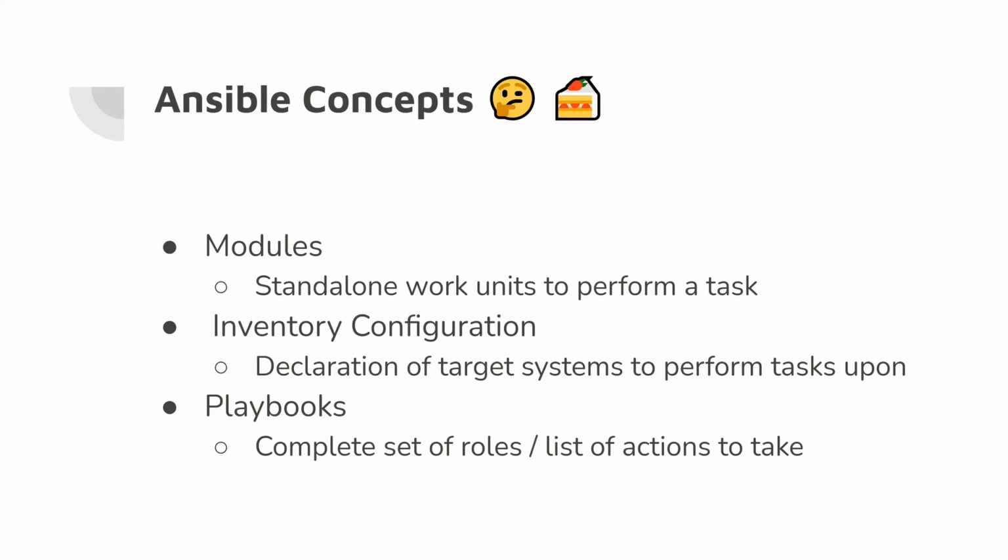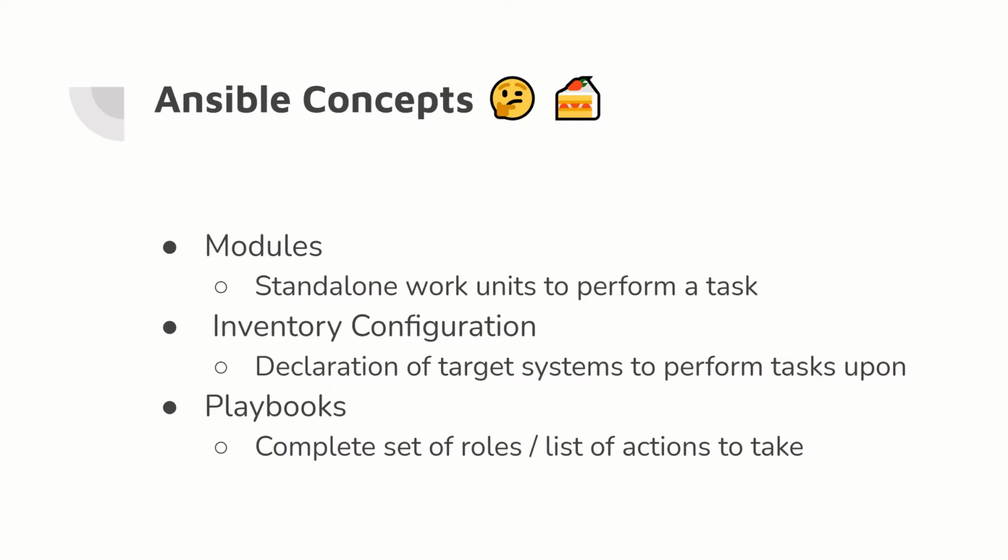Inventory configuration is the second concept. This is a declaration of target systems to perform tasks upon. You have a control node. When you're just starting out, the control node is essentially your machine. It's the node that you are running all of the Ansible tasks from, or the Ansible playbooks from. You'll obviously need SSH access through the firewalls to access these systems.